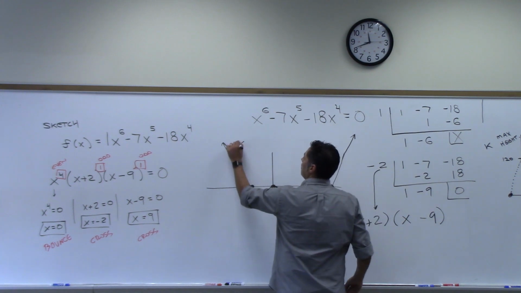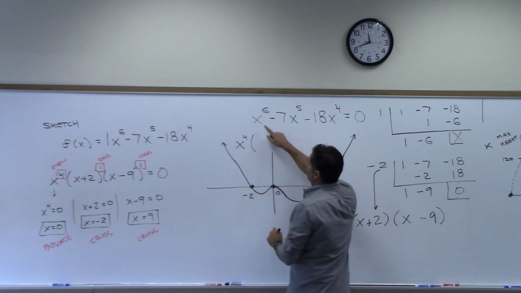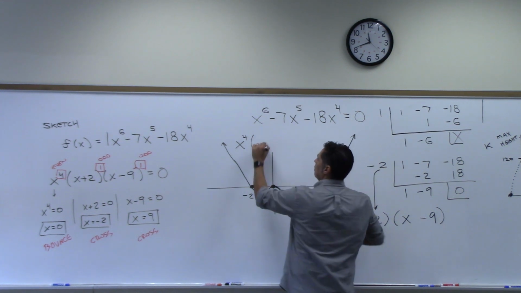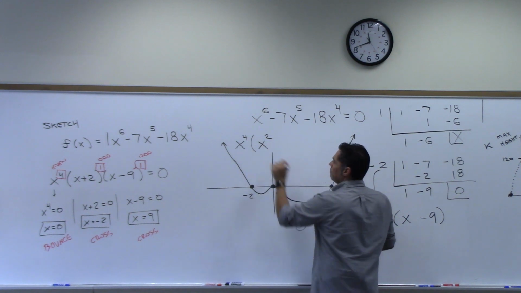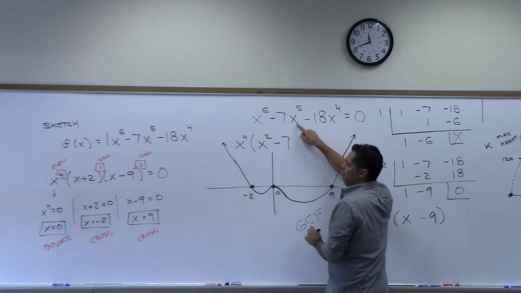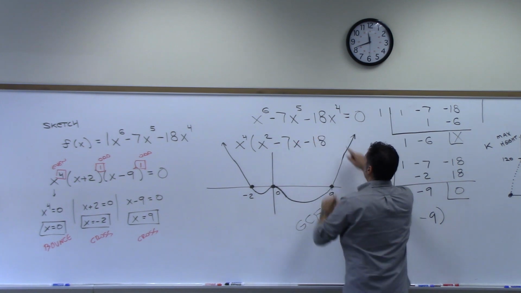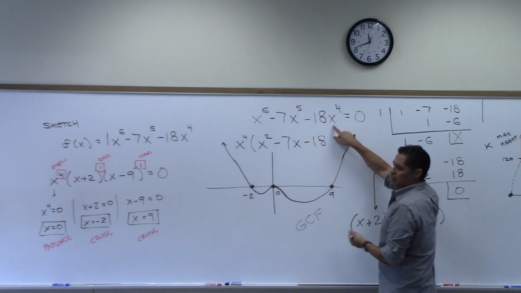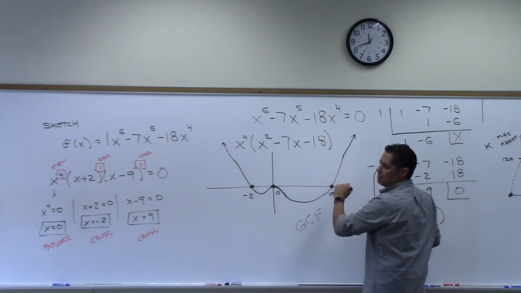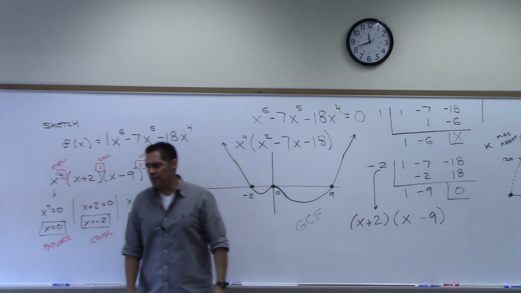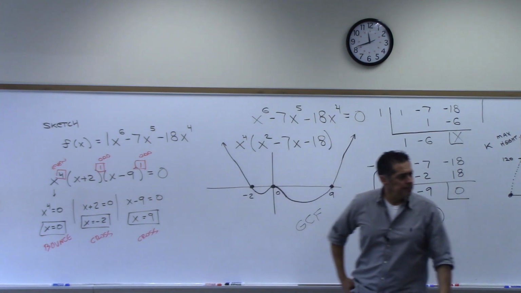So I pull x to the 4th away. If I take 4 x's from here, how many x's do I have left? I have 2 of them, right? x squared. Minus 7. I took 4 away. How many x's do I have? Just 1. Minus 18. I took 4 away. How many do I have left? None. So I'm done. So that's where the x to the 4th came out, that GCF step. Good.